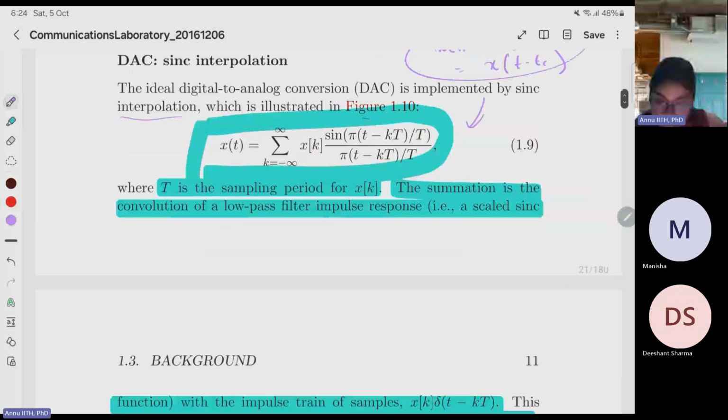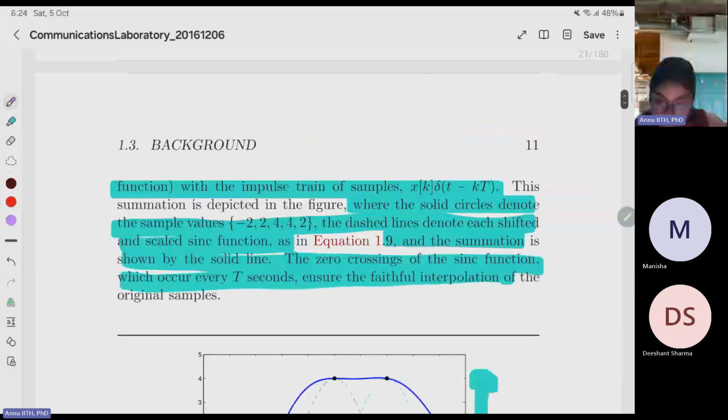Now, decimation is a digital filtering process that decreases the sampling rate. Given an original sample rate of Fs, the decimation by a positive integer L produces a new sampling rate Fs by L. In the interpolation, it was Fs into L, right? Here, it is Fs by L. Decimation.